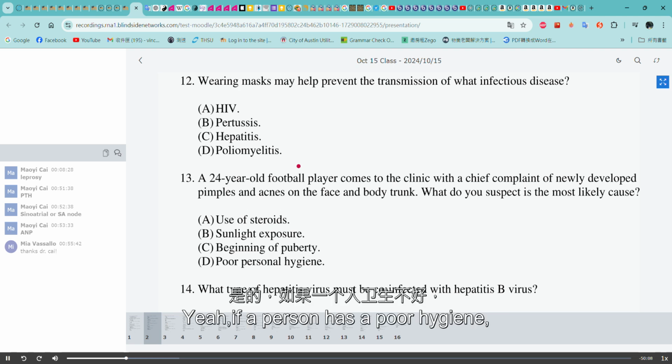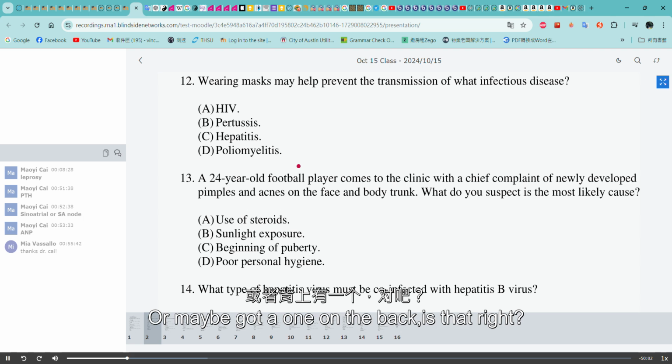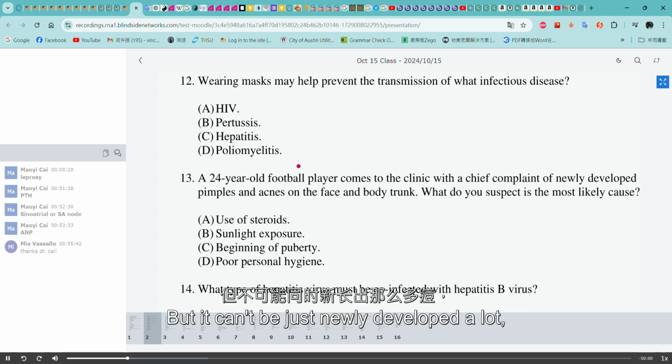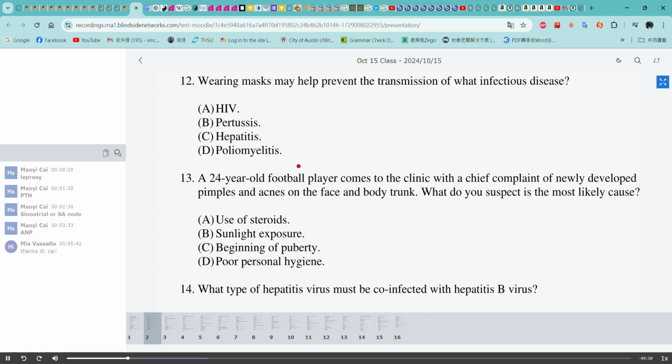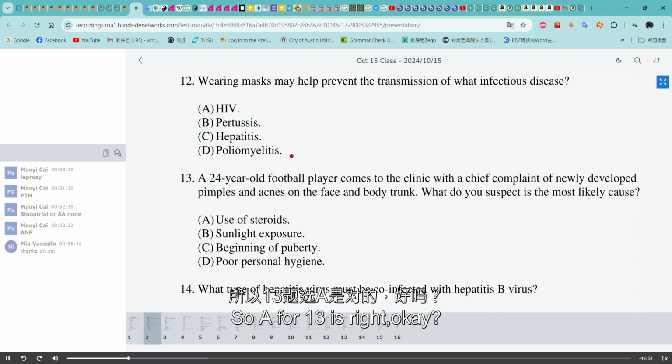Yeah, if a person has poor hygiene, maybe they get a couple on the face. Yeah, it's possible. Or maybe one on the back. But it can't be newly developed, a lot. This is generally, you try to balance out. So A for 13 is right.